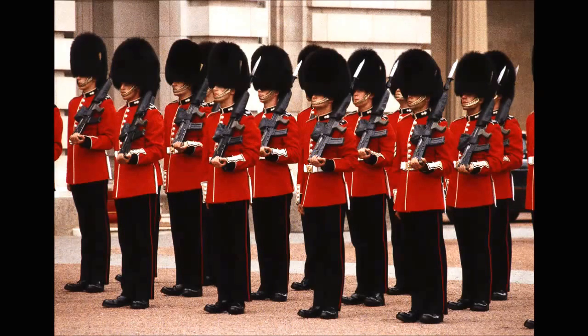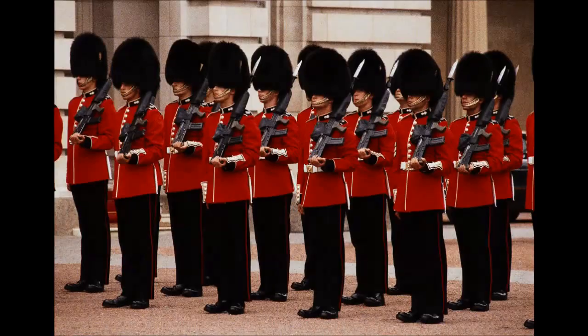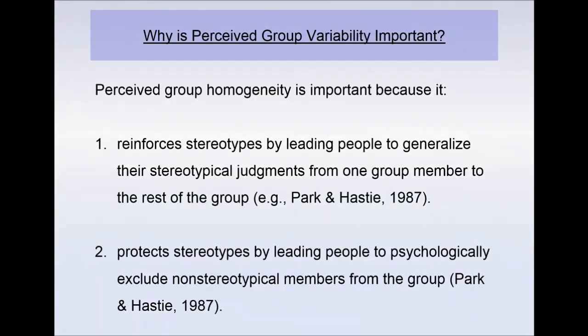And I'll talk a bit more about that objective form of group homogeneity in a minute, but I also wanted to talk about some of the less obvious and perhaps more interesting, from a social psychological point of view, subjective forms of perceived group variability. But first of all, let me explain a little bit about what this perceived group variability is and why it's important. So it's important for a number of reasons, basically.